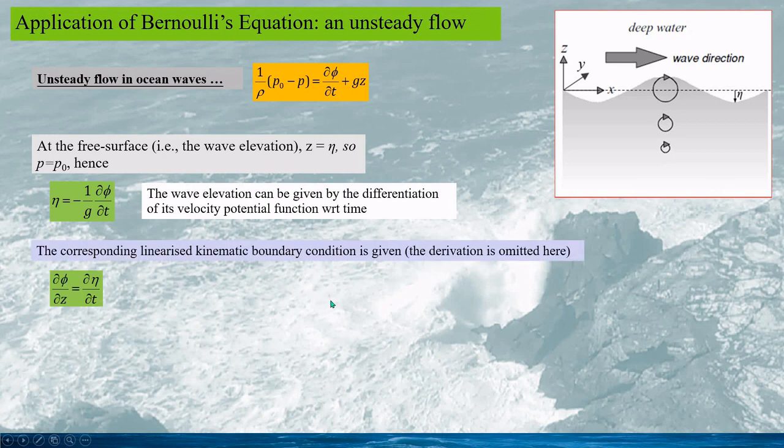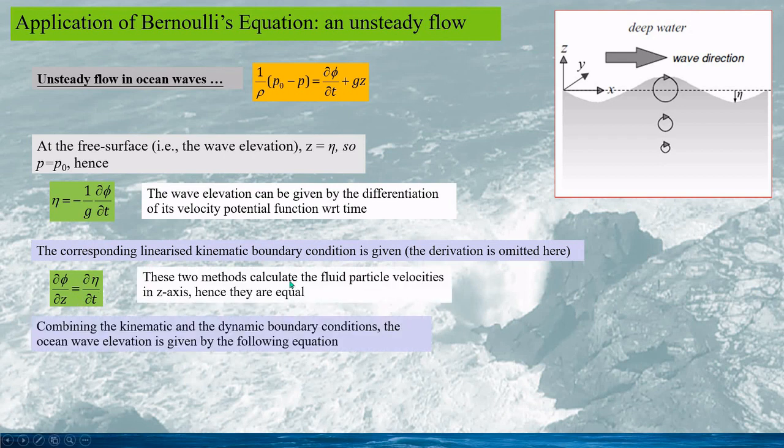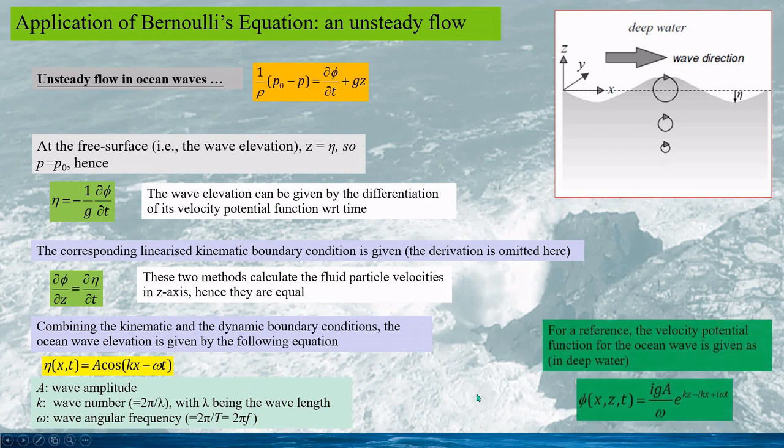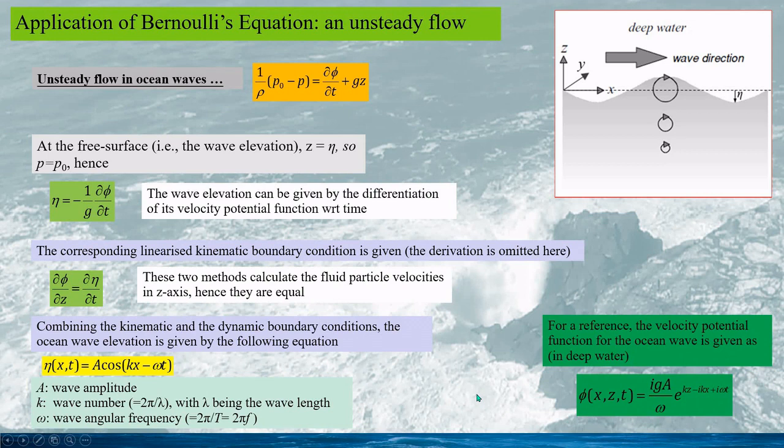And for reference, the linearized kinematic boundary condition is given here. This boundary condition basically calculates the fluid vertical velocity using two different methods. Thus, they are equal. Combining the linearized kinematic and the dynamic boundary condition, we can obtain the wave elevation eta as this. In this equation, A is the wave amplitude, k is the wave number, and omega is the wave angular frequency. And for reference, the velocity potential function for the ocean wave is given here. This is the velocity potential function for the ocean wave in deep water.